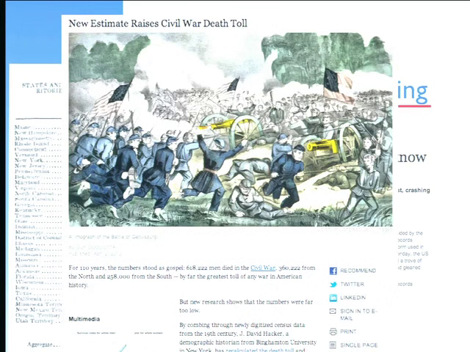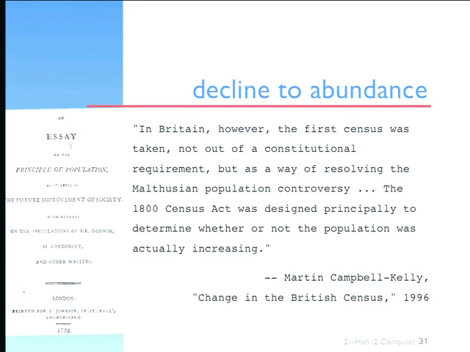So the state starts to have these preoccupations with what starts to be very large and tricky to calculate and to collect numbers. In America, it's to do with the Constitution. In other places, less so. One of the odd things in Europe was that actually countries didn't know whether their population was growing or declining.